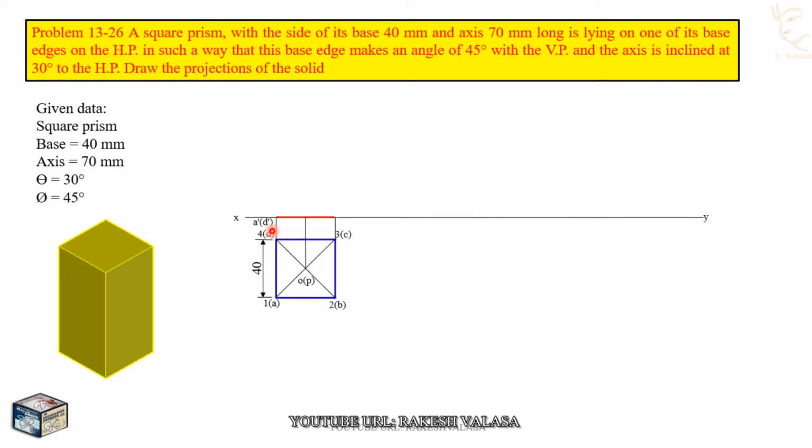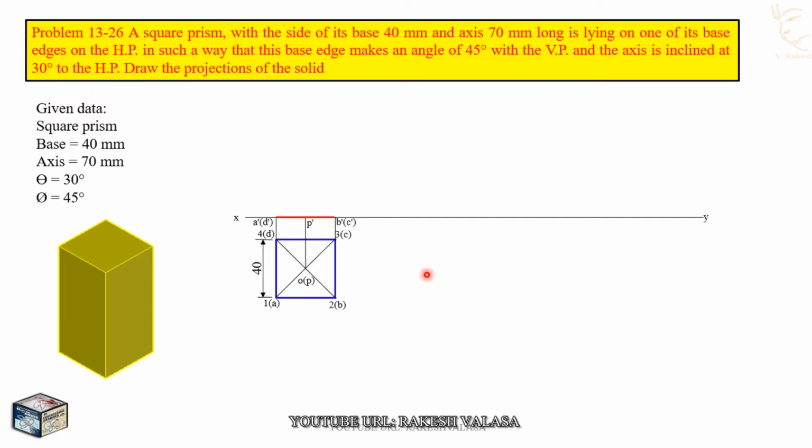This is the A dash of D dash. That means A corner visible, that backside corner D invisible. So you can write here A dash of D dash. Similarly, this is the B dash of C dash. This is the P dash.